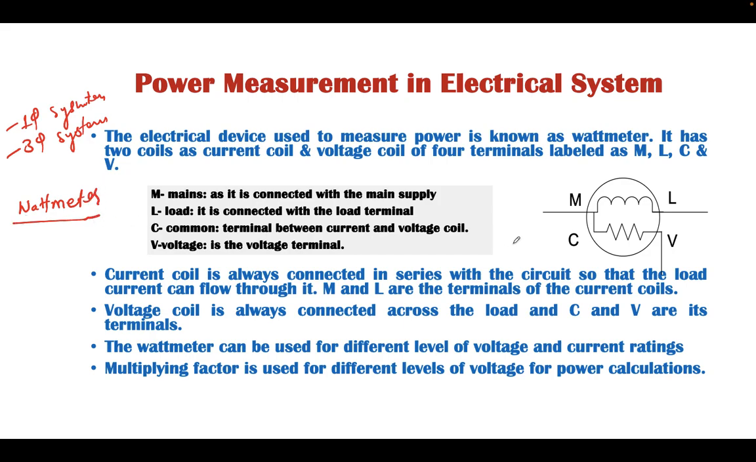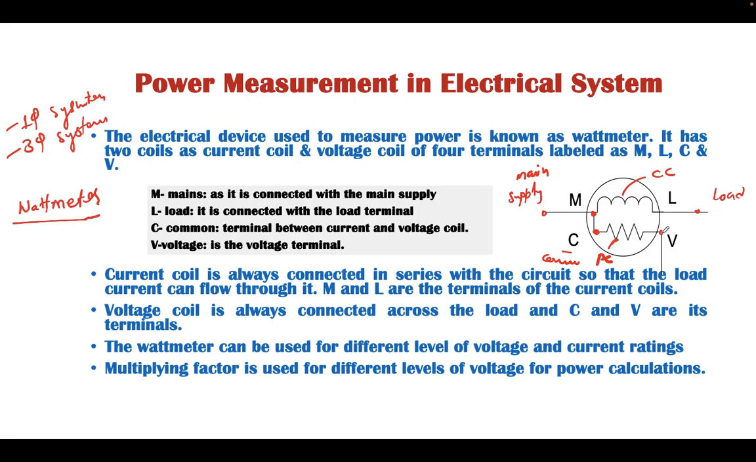Wattmeter is a special device which has two coils. One coil is connected in series with the load and is known as the current coil. The other coil is connected in parallel with the load and is known as the potential coil or voltage coil. This is the current coil. It has four terminals. The terminal which is connected directly with the supply is known as mains. The terminal which is directly connected with the load is known as the load terminal. These two points are common to each other, and this is known as common.